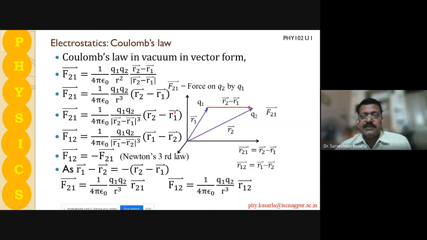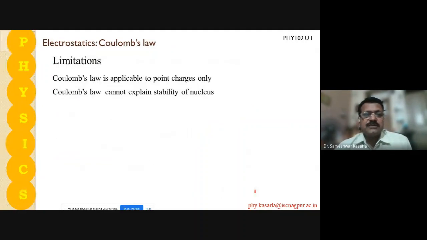But these expressions will not change. If it is F21, then this expression will not change. So to avoid the confusion, in future lectures, we don't use these notations. But from an understanding point of view, we have expressed this as the R21 and R12 vectors. Okay, we will continue to the next point.